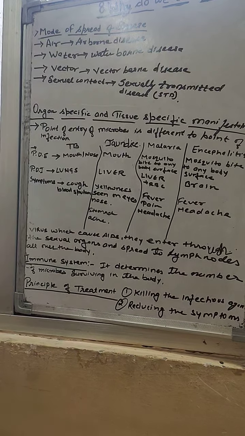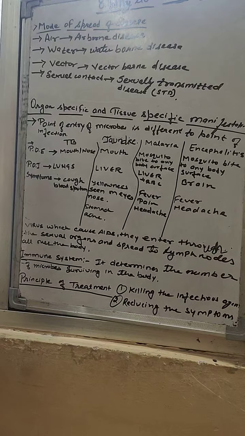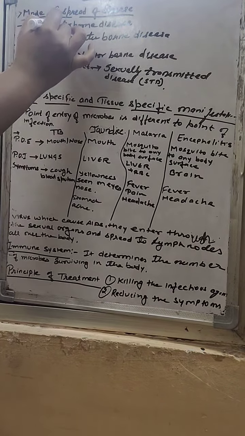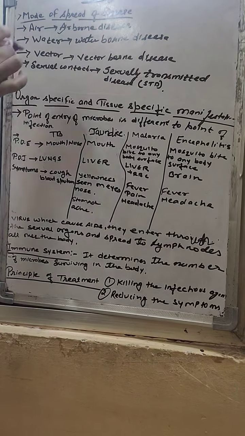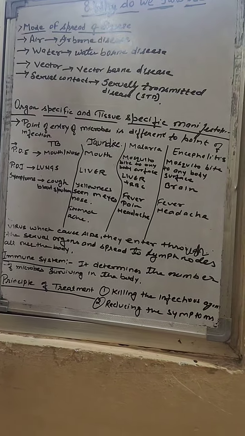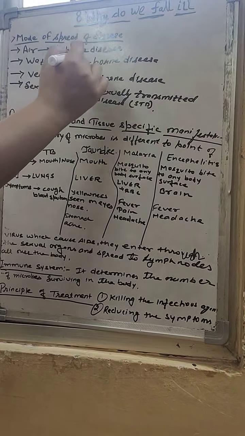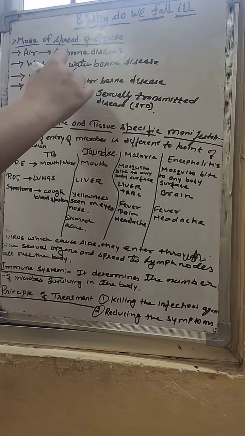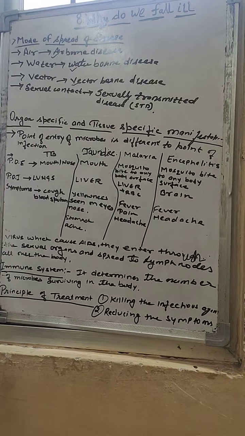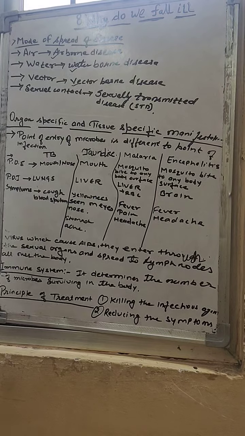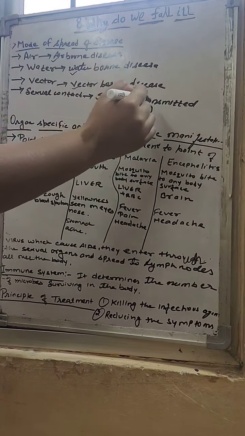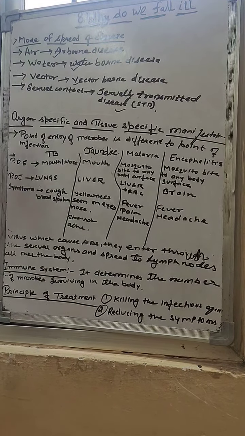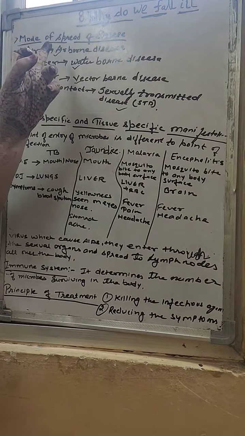Let's see one by one. If the disease is transferring through the air, it is known as an airborne disease. If the disease is transferring through water, it is known as a waterborne disease. If it is transferring through a vector, it is known as a vector-borne disease. And if a disease is transferring through sexual contact, it is known as a sexually transmitted disease, or STD.